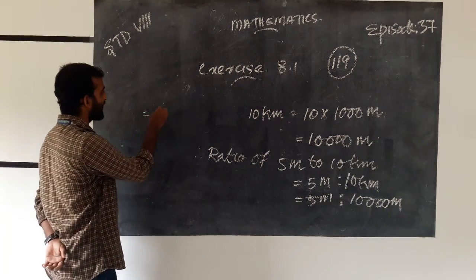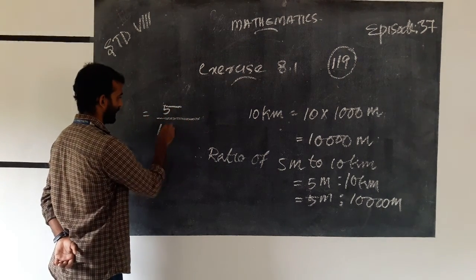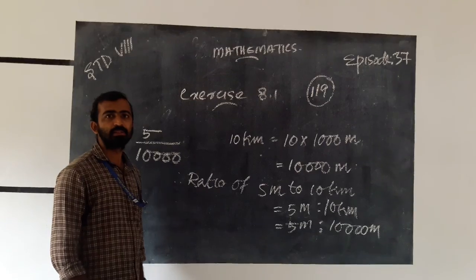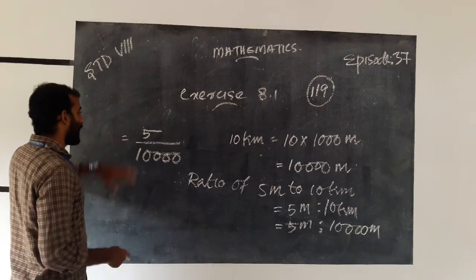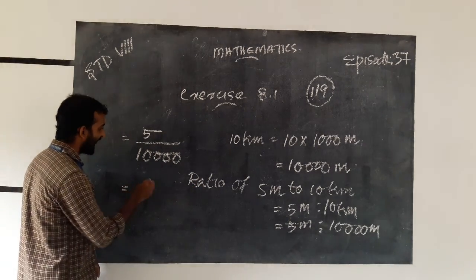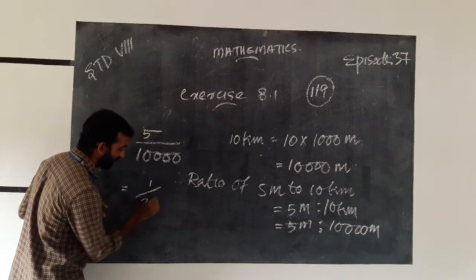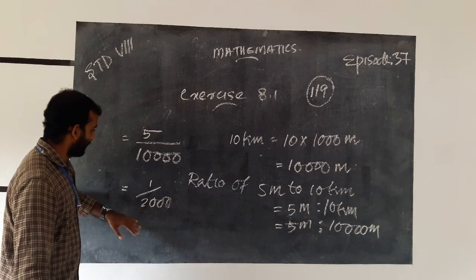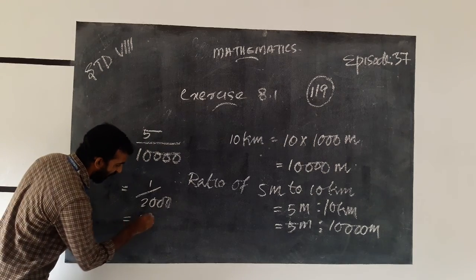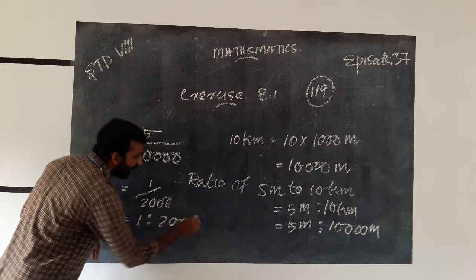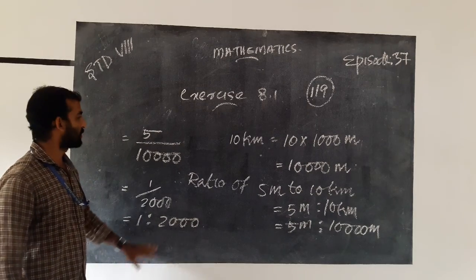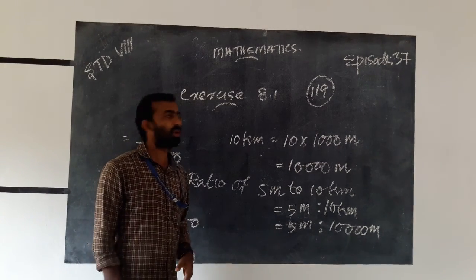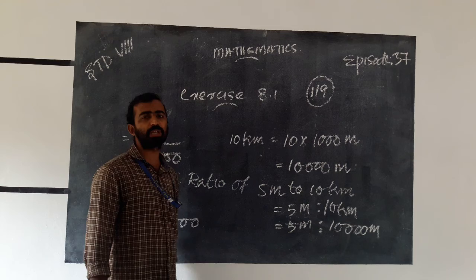And in the next step we can write it as 5 by 10,000. Here 5 by 10,000 we get 1 by 2,000. Is it? Yes. So we can write it as 1 is to 2,000. The answer is 1 is to 2,000. That is the ratio of 5 meter to 10 kilometer.